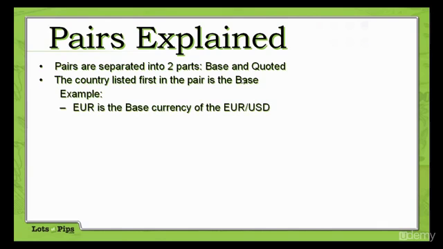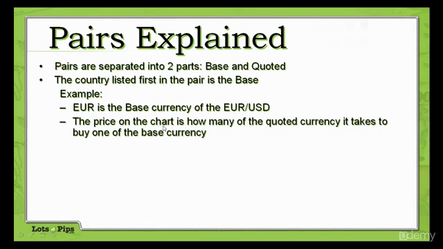So in the euro US dollar, the euro is the base currency. Whichever one's on the left is the base pair, and the quoted is on the right. And what that means is that the price on the chart, when you're looking at a chart, is how many of the quoted currency, how many US dollars, it takes to buy 1 unit or dollar of the base currency.